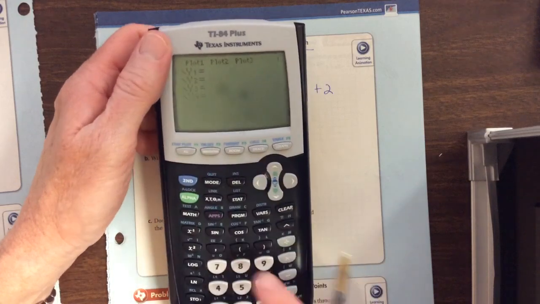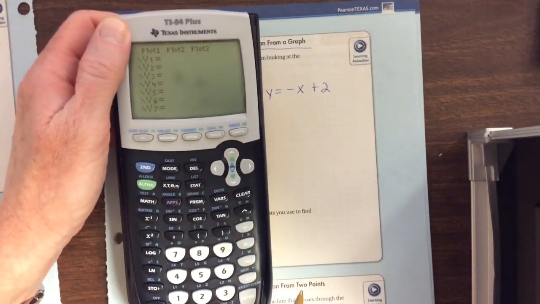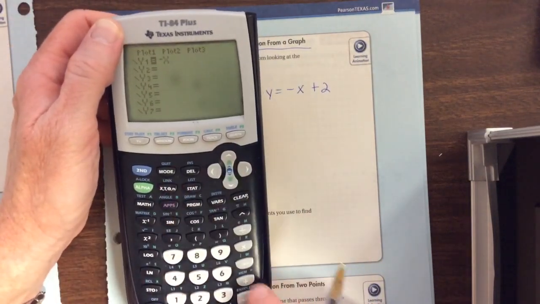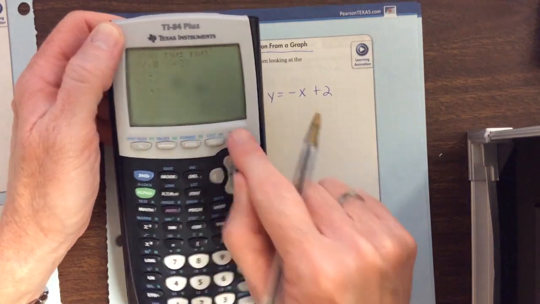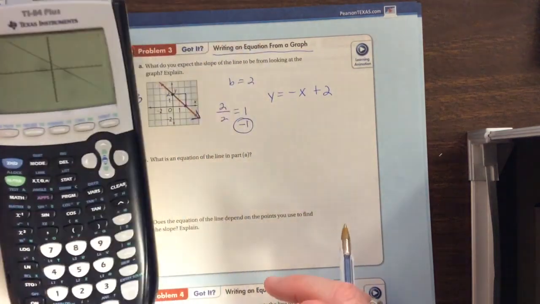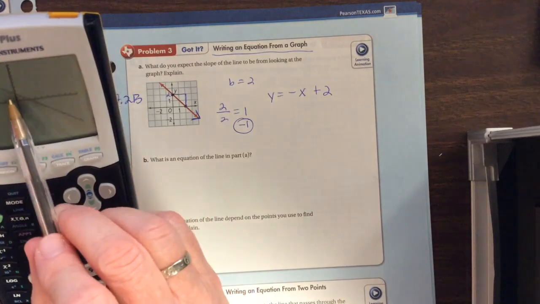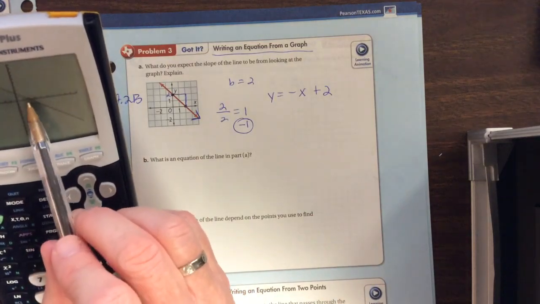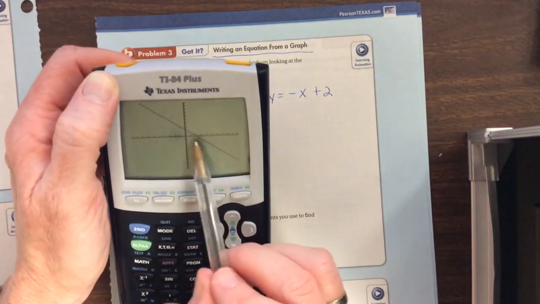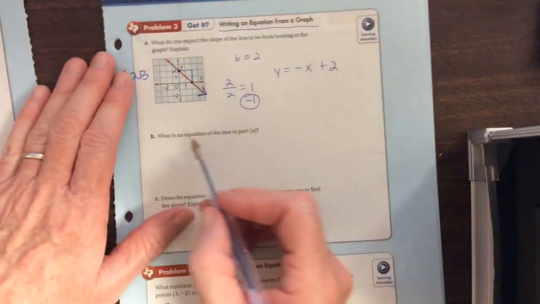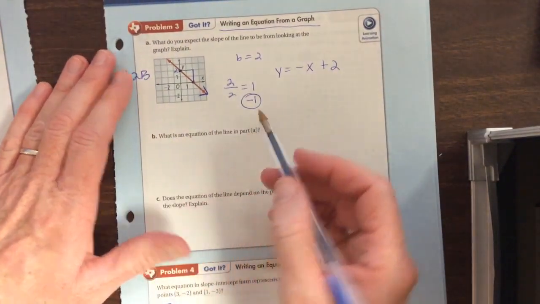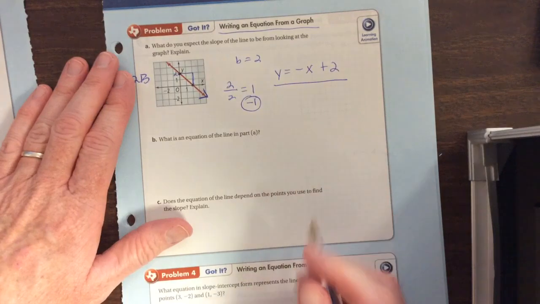You're going to hit y equals, and you're going to put that in. You're going to put -x plus 2, and you're going to hit graph. And that is what our line is doing. It's going through 2 on the y and 2 on the x. What is an equation of the line? Well, we already wrote it. This is what it is.